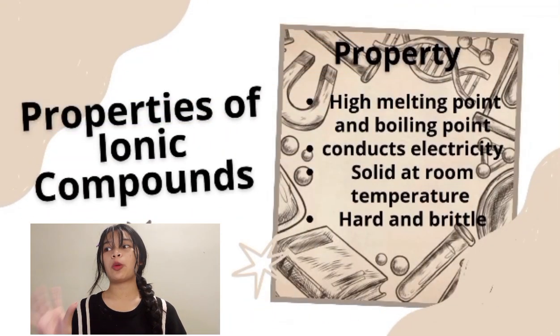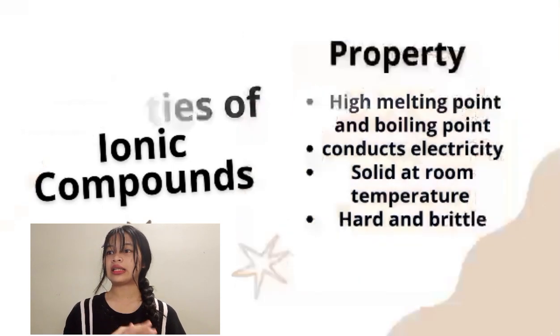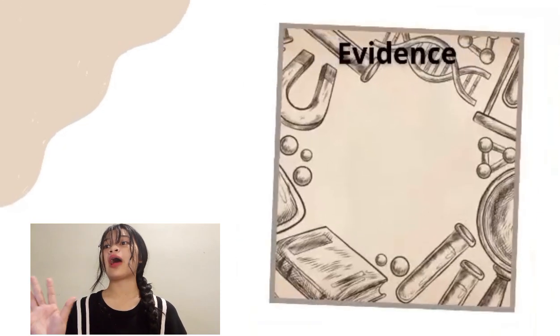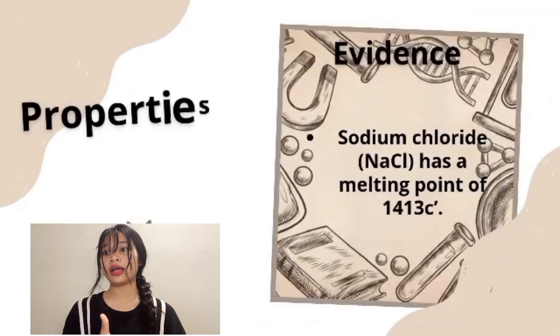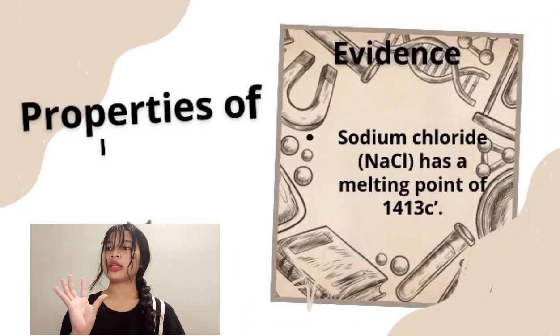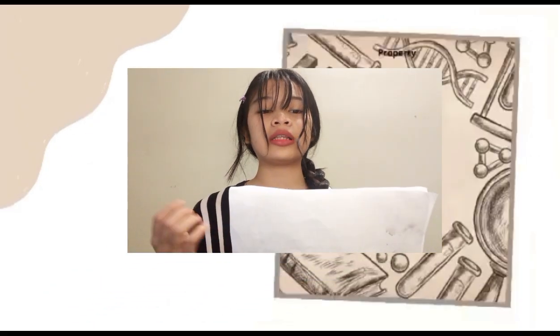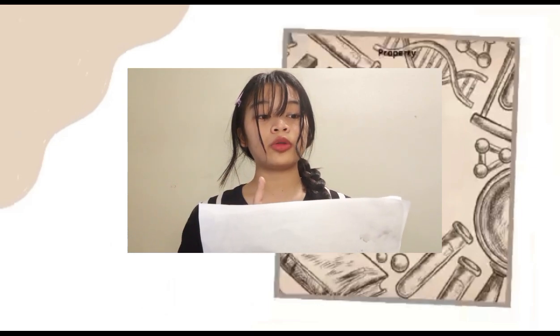Ionic compounds have a high melting point and boiling point, conduct electricity, and are solid at room temperature, hard and brittle. The evidence of high melting point and boiling point is that sodium chloride has a melting point of 801 Celsius. The ionic bonds that bind the ions are so strong that high energy is required to separate the ions and allow them to move freely and form a liquid or gas.